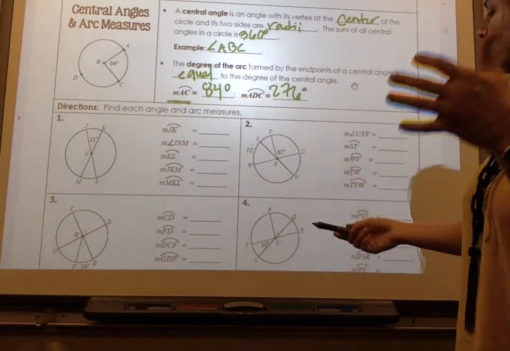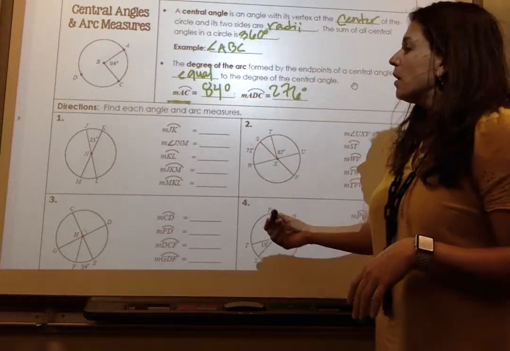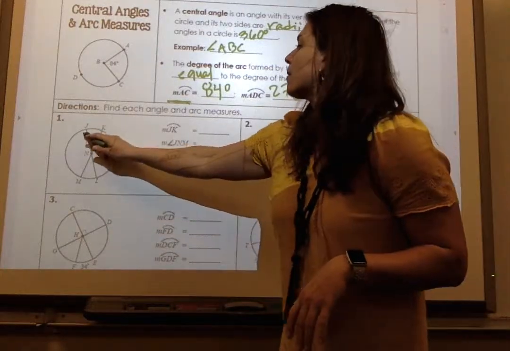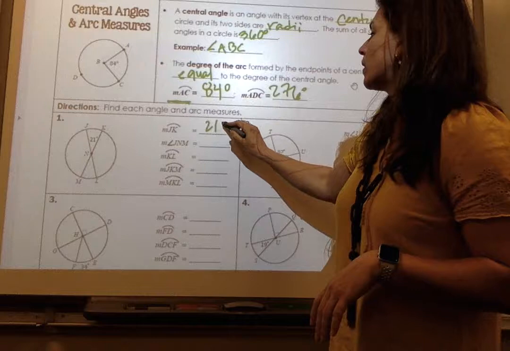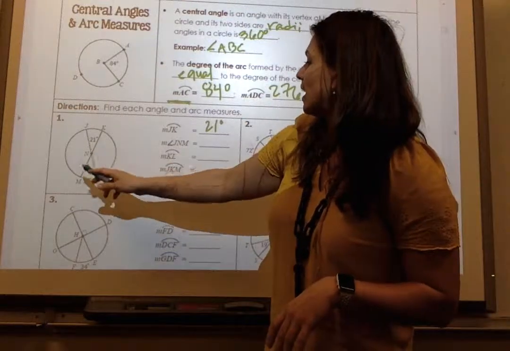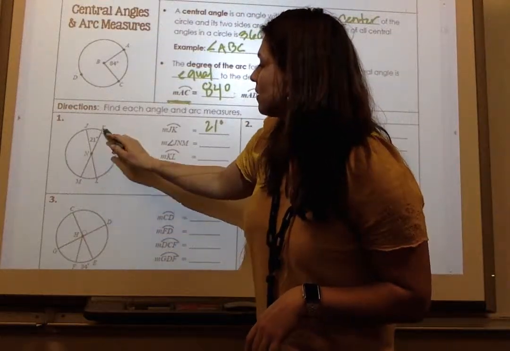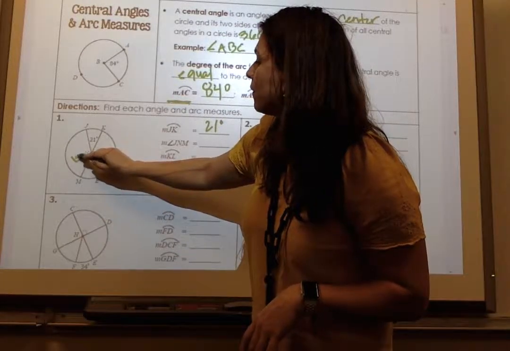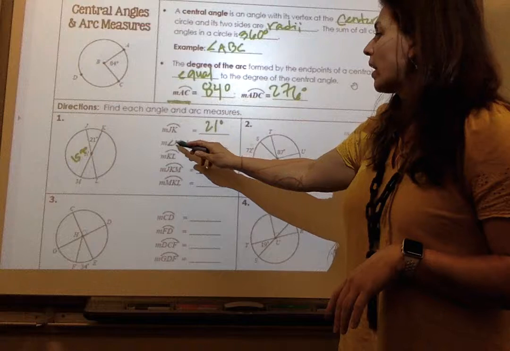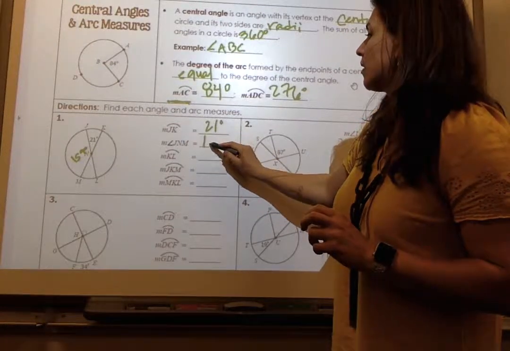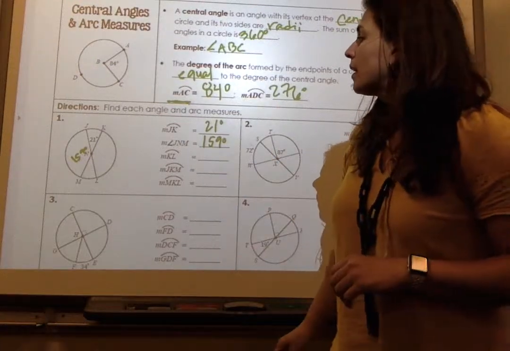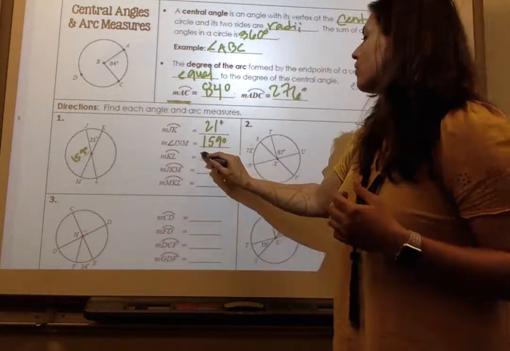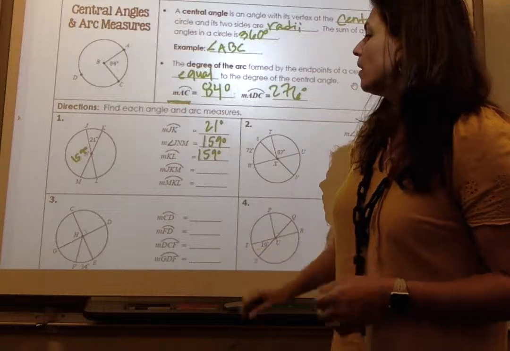On number one, real quick, I'm going to go through. If the central angle JNK is 21 degrees, the measure of arc JK is going to be 21 degrees. JNM, you know that this is supplementary. So if this is 21, this is going to be 159 degrees. So angle JNM is 159 degrees. Arc KL is also going to be 159 degrees.